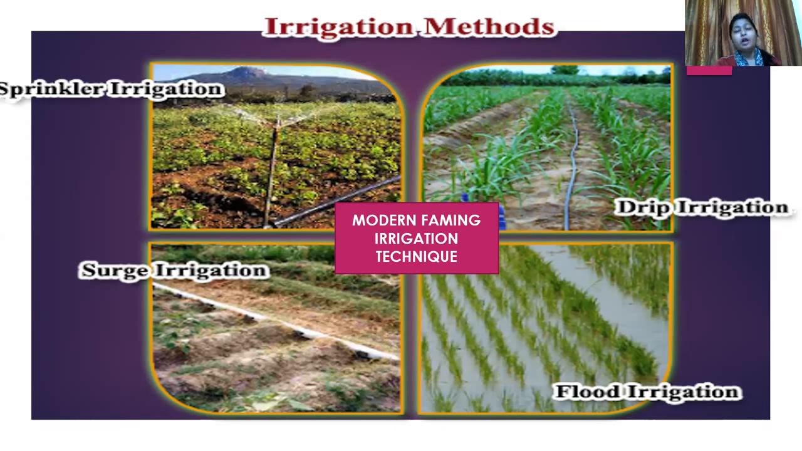So we cannot be definitely dependent upon the natural system of irrigation, because it is very uncertain. So that is why we have to make an alternative for irrigation purposes, and that is why we practice through sprinkler system, drip irrigation, surge irrigation, flood irrigation. So these are some of the techniques wherein huge water is supplied to the crops, so that it can grow in a better way. Okay, so now moving on to the next difference.